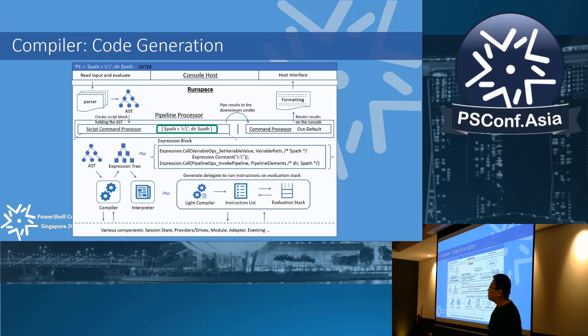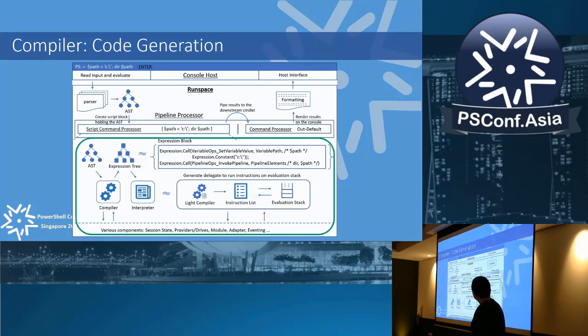Now let's look at how this script actually runs behind the scenes. Remember, this script command processor holds a script block. The script block holds an AST tree. So the compiler will kick in. Given the AST tree, the compiler will visit every node of this abstract syntax tree and generate the real code, represented by expressions, for every node. And the result will be an expression tree.